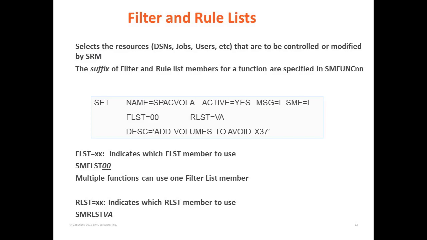As we discussed earlier, the SM-func member determines which functions will be active, and which FLST and RLST will be used for that function. The same SMFList member can be shared by multiple functions. The SMRList member cannot be shared among functions.